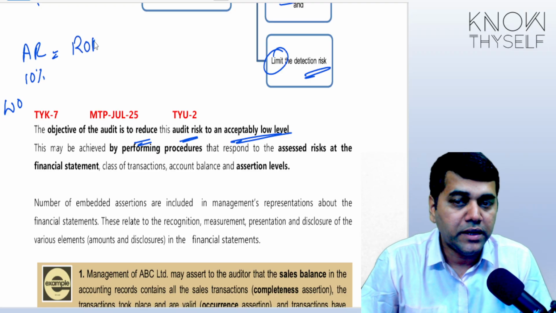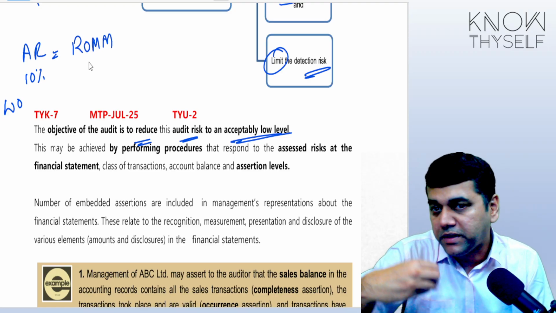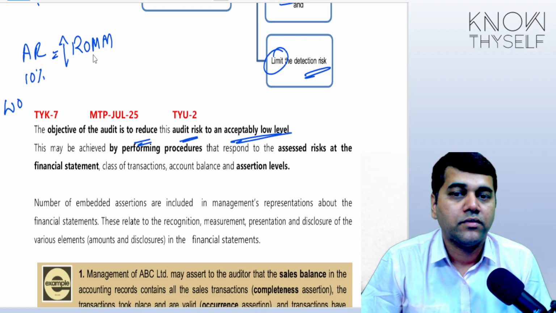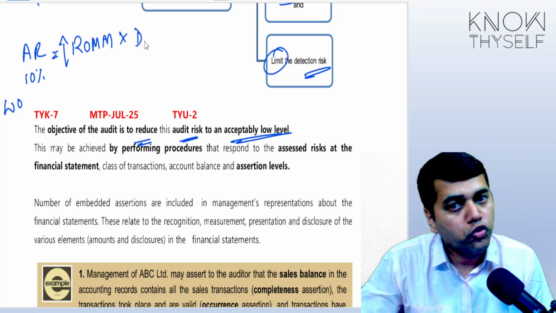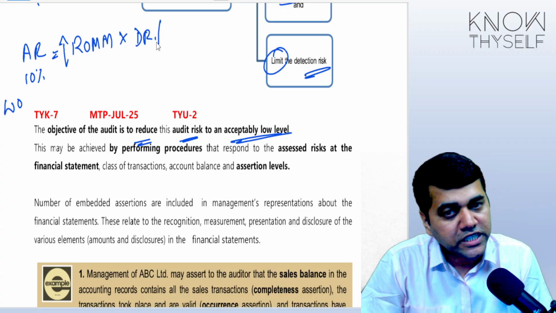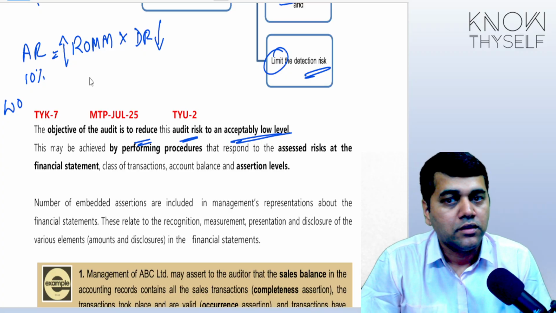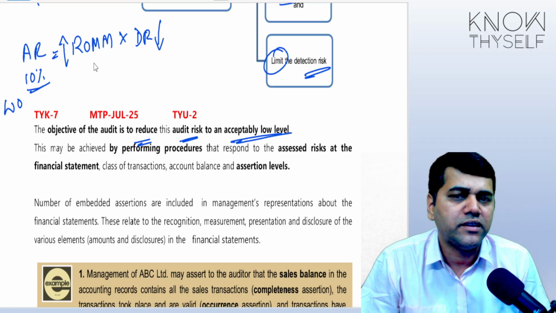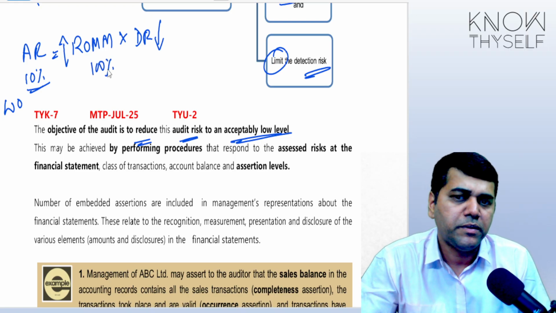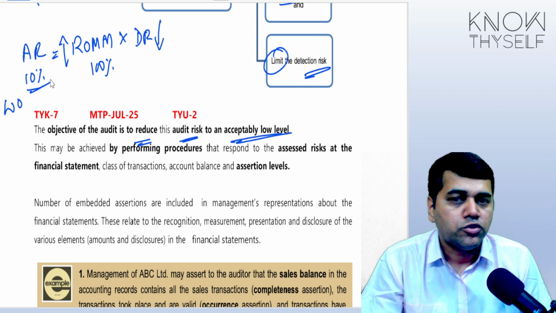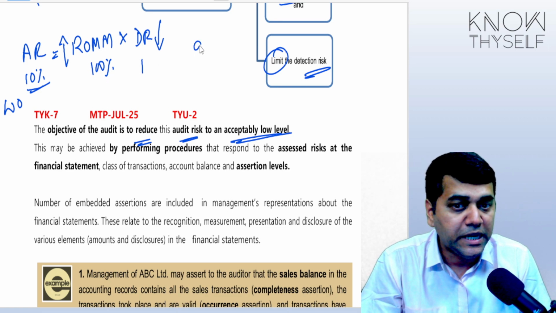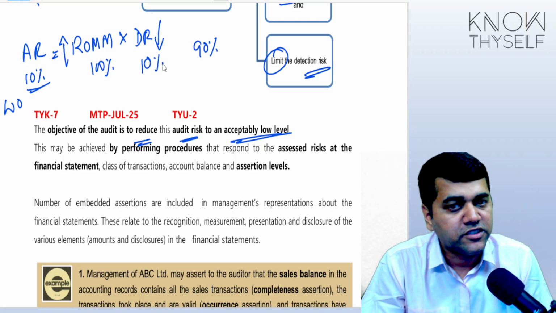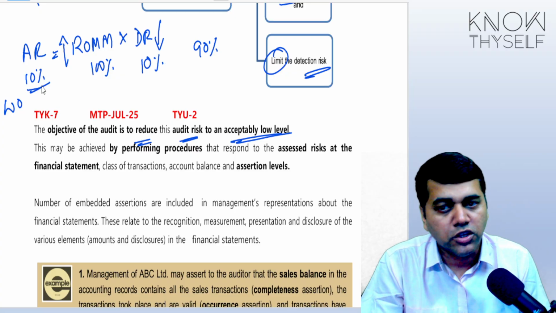How? Because in an environment, let us assume the management is not good enough, so your ROMM could be very high. Then what do you end up doing? You do so many tests, so your detection risk is less. For example, if your ROMM is 100%, that anything could have gone wrong, you would have put in 90% effort. Because of the 90% effort, detection risk becomes only 10%. So your audit risk becomes 10%.